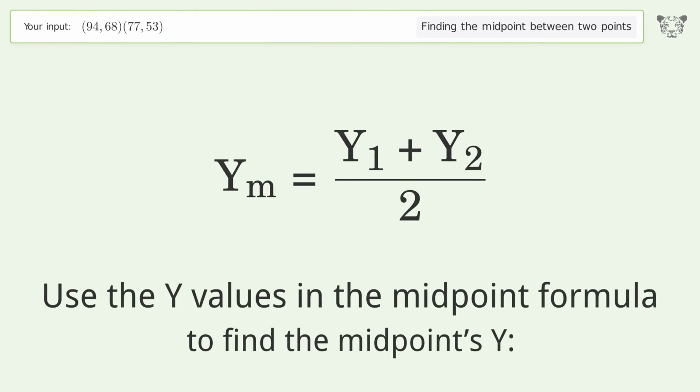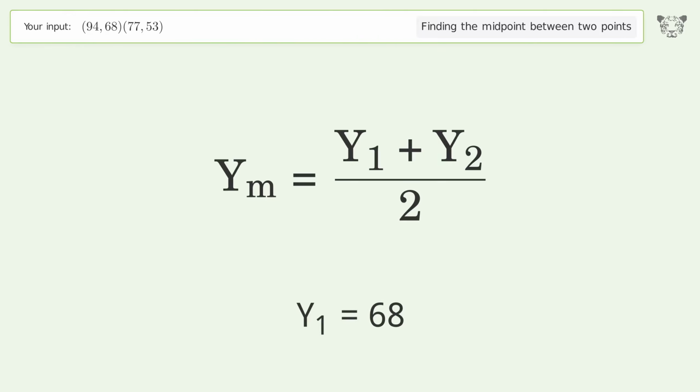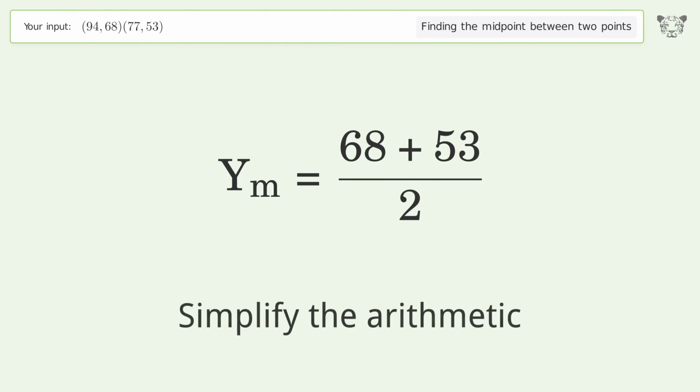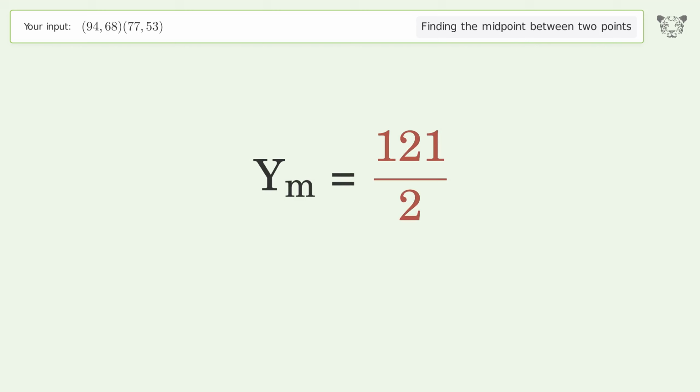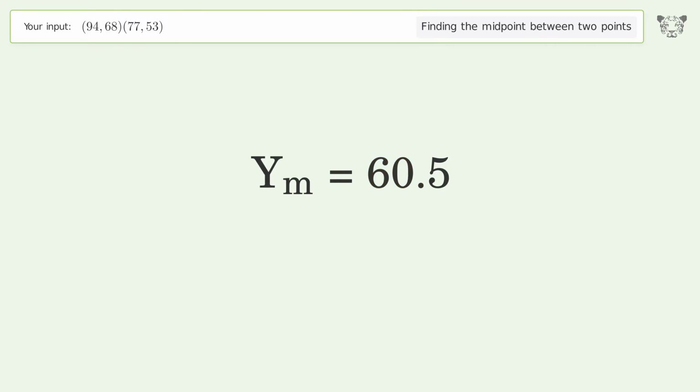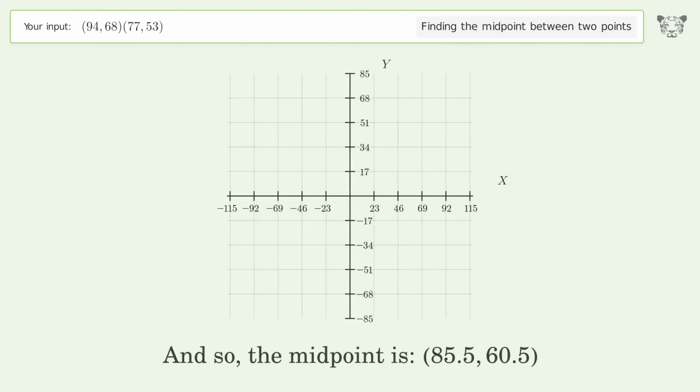Use the y values in the midpoint formula to find the midpoint's y. y1 equals 68. y2 equals 53. Simplify the arithmetic. And so, the midpoint is 85.5, 60.5.